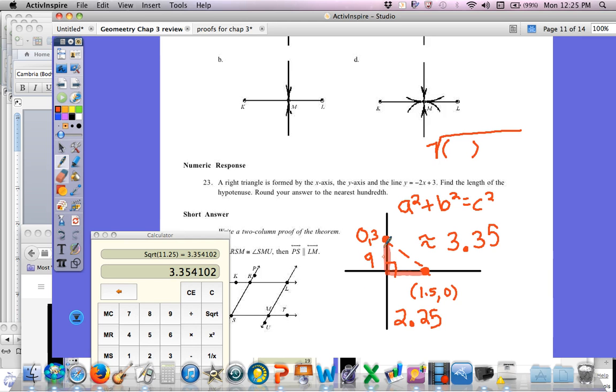So do you get how this side length is 3? So 3 squared is 9. I want to take this side length, which is 1.5, and square it. And then I want to add them together. Doesn't matter which I call A and which I call B. Does that help? Any other questions before I stop the recording?